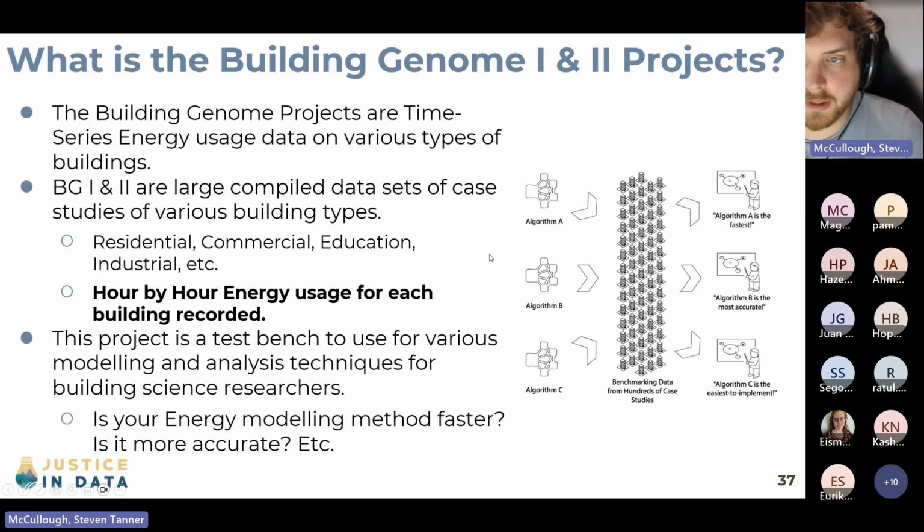This is the Building Genome project. There are two versions of this project. We will be using Building Genome 1. These are basically time series energy usage data on hundreds of buildings. Genome 1, I believe, has 500 buildings across various types. It could be offices, education, commercial, industrial. That could mean houses, factories, stores, universities, K through 12, all sorts of options, right? And these give hour by hour energy usage at the electrical meter, basically.